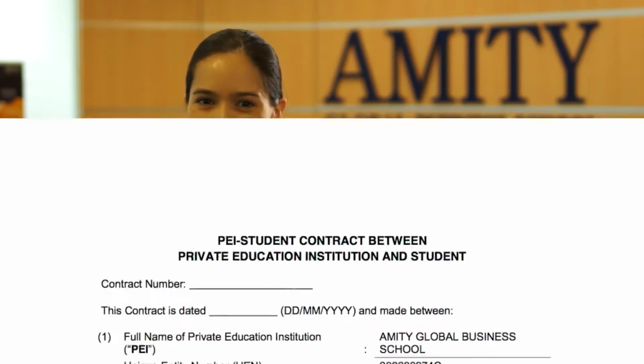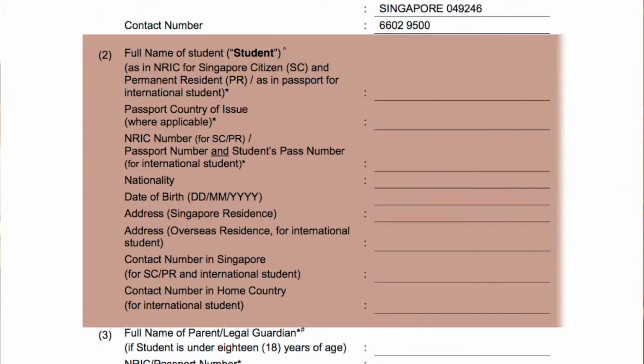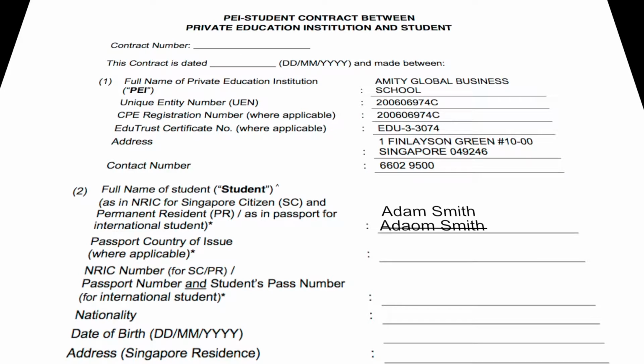Moving on to the fourth page, please confirm that your name and personal particulars are correctly reflected in this contract. In cases where changes are made, please write the correct information and sign beside it. This is important as the certificate that will be awarded upon completion of the course will reflect the name as stated in the contract. Moving on to Section 1.